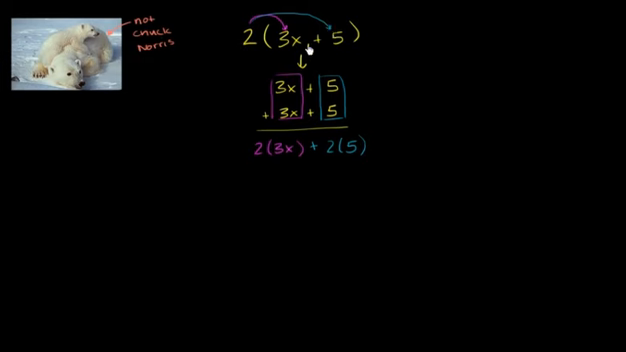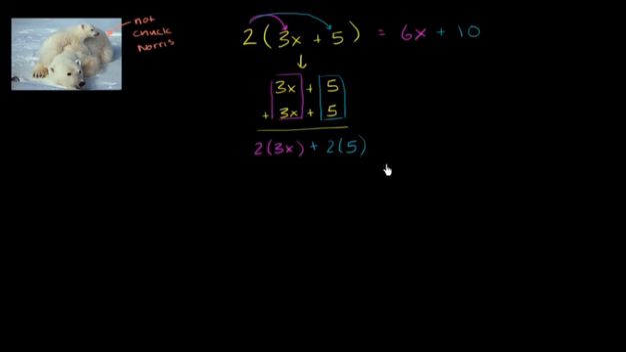And I would tell you, yes, it is. The whole reason why I'm doing this is just to show you that it is exactly what you already know. But with that out of the way, let's continue to simplify it. When you multiply the 2 times the 3x, you get 6x. You multiply the 2 times the 5, you get 10. So this simplified to 6x plus 10.